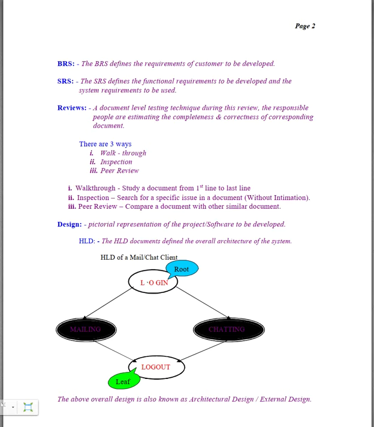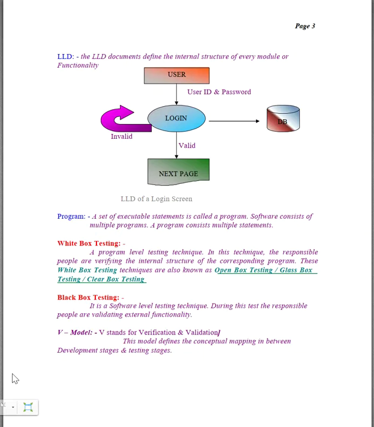So what is a design? It's a pictorial representation of the project or software to be developed. The high level document defines the overall architecture of the system. A small example is given here. And then we have the low level design, which will be more detailed. It will take the high level design into account and give more definition to the internal structure of every module.